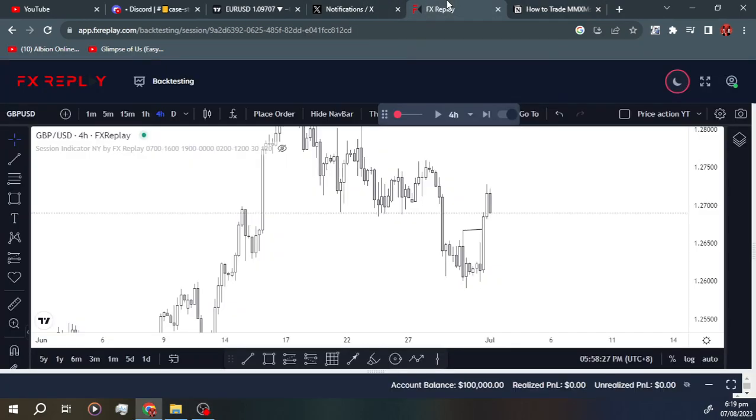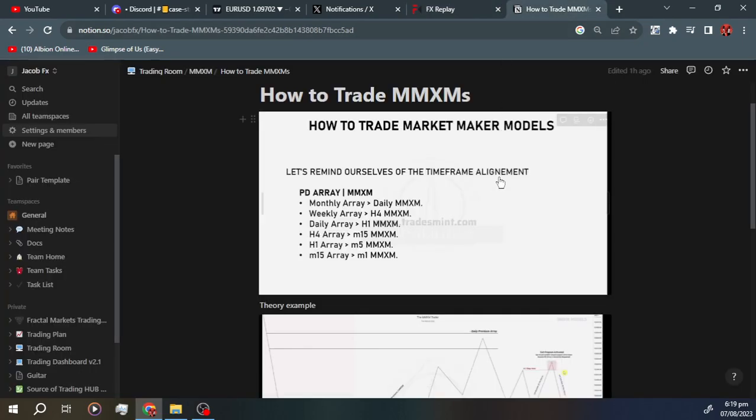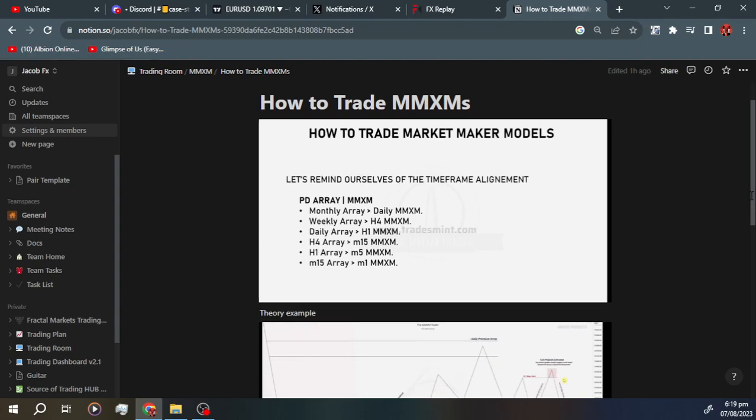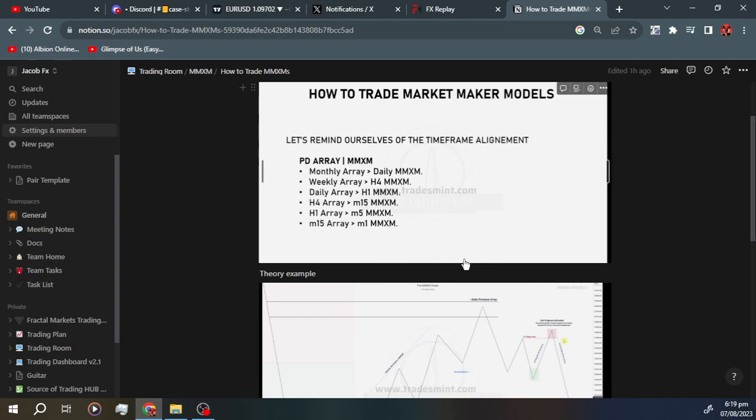We will backtest the GBP USD. The market maker model is basically one of the best ICT strategies. You just need to wait for a PD array to hit and then do execution.